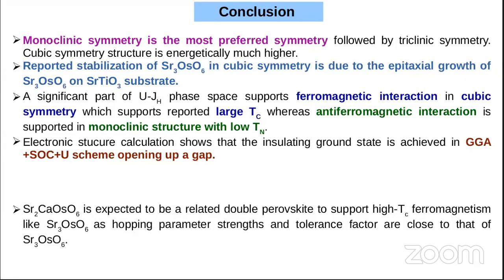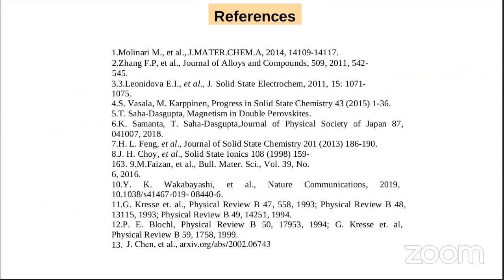Our study also opens up a question for Sr2CoOsO6, as it is expected to be a related double perovskite to support high TC like Sr3OsO6, as the hopping parameters and Boran factors are close to Sr3OsO6. Here are my references, and thank you all.